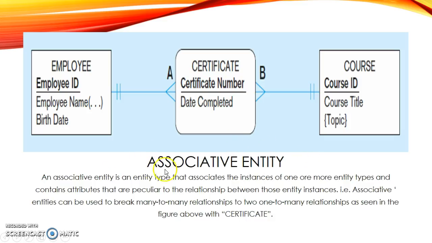Associative entity is used to break many-to-many relationships. We do not like to use many-to-many relationships in database design. So we use certificate to break many-to-many relationships. Let me rephrase it. One many-to-many relationship is broken into 2 one-to-many relationships. There's 1-to-many, and then there's 1-to-many. And we could achieve this by having certificate number.